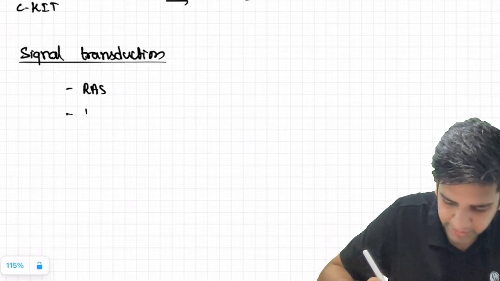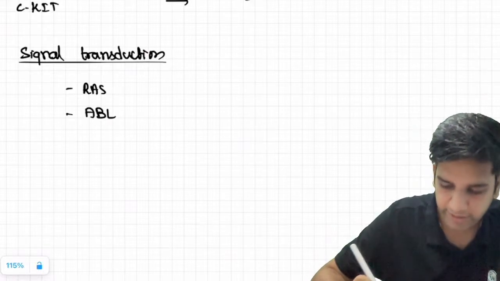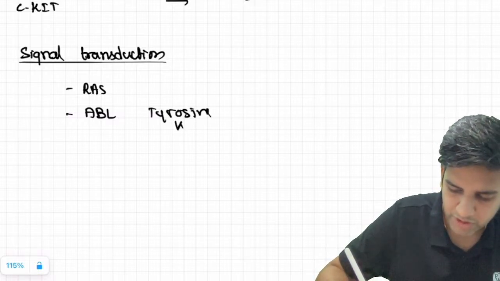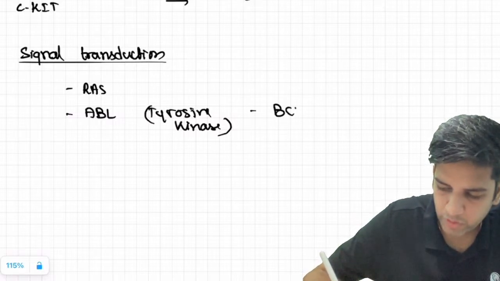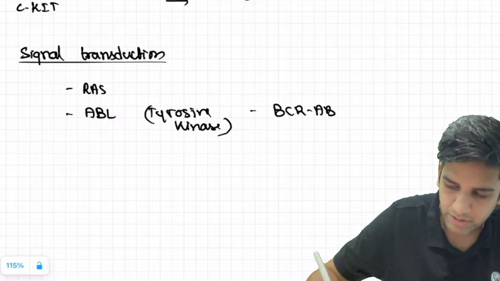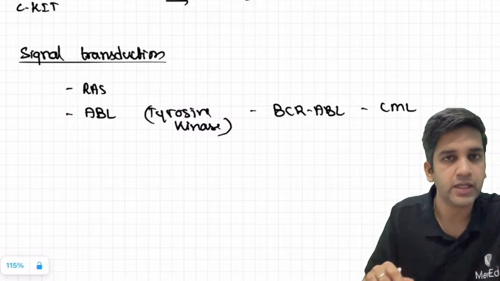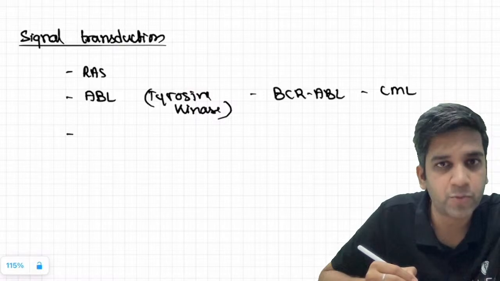In the same signal transduction proteins, I have ABL. ABL is your non-receptor tyrosine kinase, right? ABL is nothing but a tyrosine kinase not associated with a receptor. ABL is mutated in the BCR-ABL translocation, which is the classical Philadelphia chromosome seen in case of CML. That's one, right?